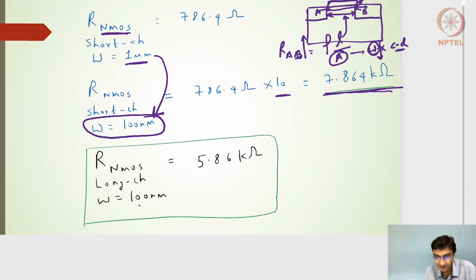In the long channel case, we had calculated the long channel switching resistance for the NMOS transistor for 1 micron, which was around 586 ohms. So if I use a width of 100 nanometers, again, the resistance is going to increase by 10 times. Hope this is clear.